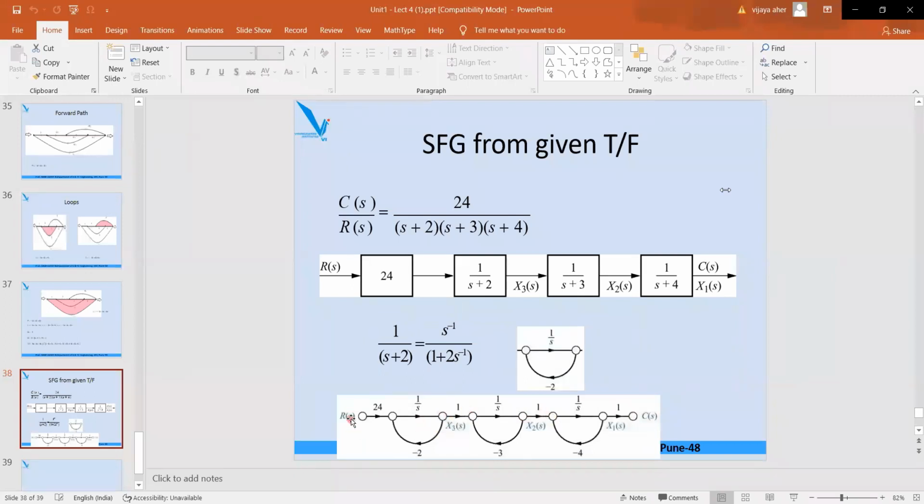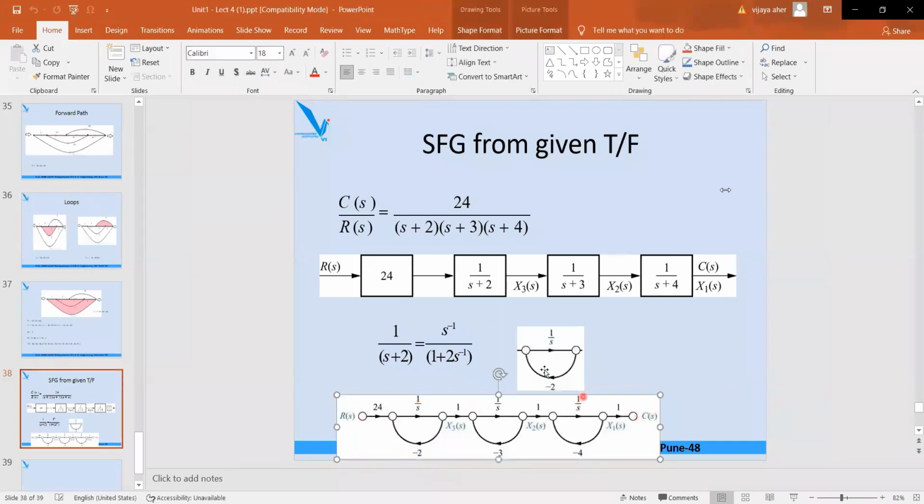Now, between input and summing point, I have drawn one branch with constant equal to 24. That is given in this equation. So this is how you can draw the signal flow graph. Now, this is nothing but your signal flow graph. This is the signal flow graph only for this term.